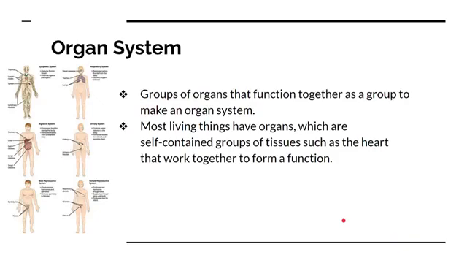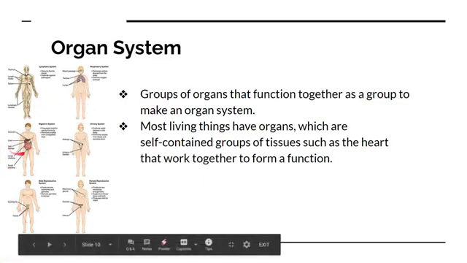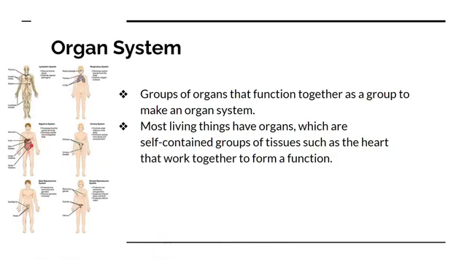Organ system. A group of organs that function together as a group make an organ system. Most living things have organs, which are self-contained groups of tissues such as the heart that work together to perform a function. For example, the digestive system. It has a stomach, liver, gallbladder, large intestine, and small intestine. So that makes a digestive system.